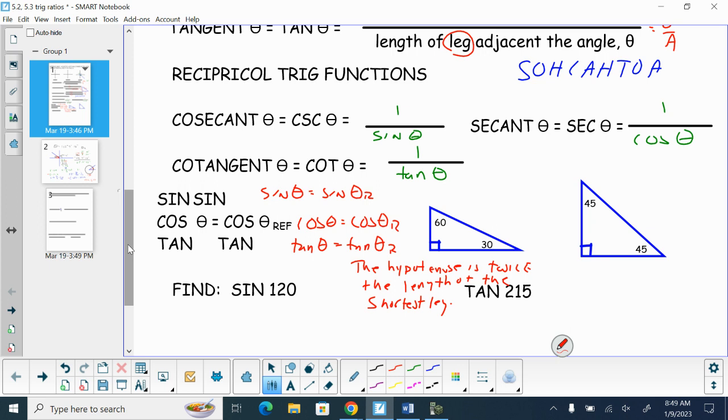How do we know which leg is the shortest? We have a 30-60 and a right angle. How do we know this is the shortest leg, other than because it looks it? Smallest angle, smallest side. So if this is 30, this is the smallest side. This is 60, this is 90. So this is going to be our shortest leg, and the hypotenuse will always be twice its length.